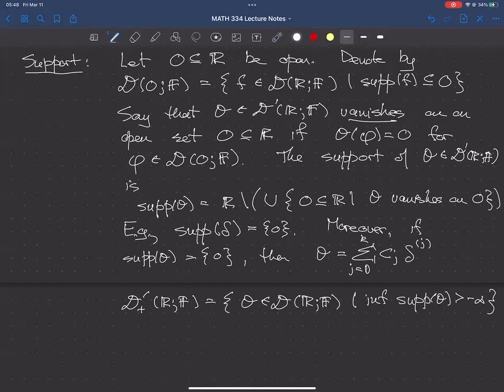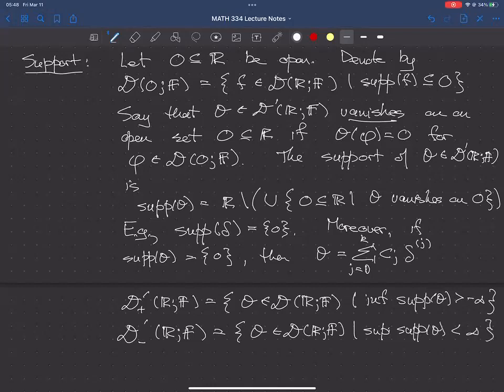And similarly, D minus prime of R F is going to be theta in D prime R F so that the supremum of the support of theta is less than infinity. So these ones will vanish on test signals which are only 0 for sufficiently large values of t. You can imagine I've done two arbitrary constructions here that classify distributions by their support. You can imagine doing a host of other things.